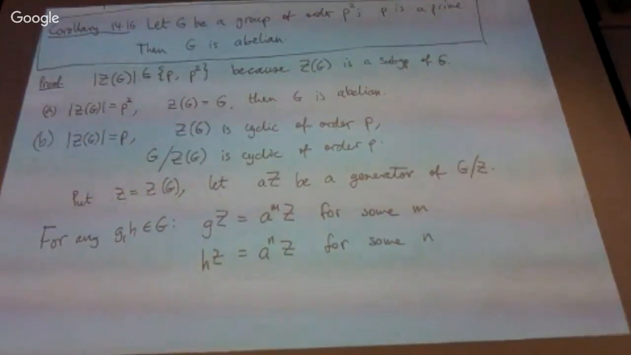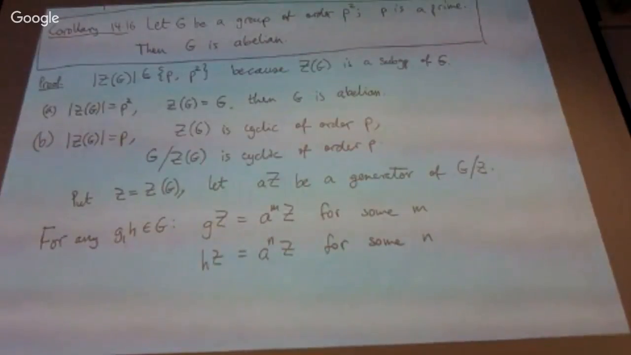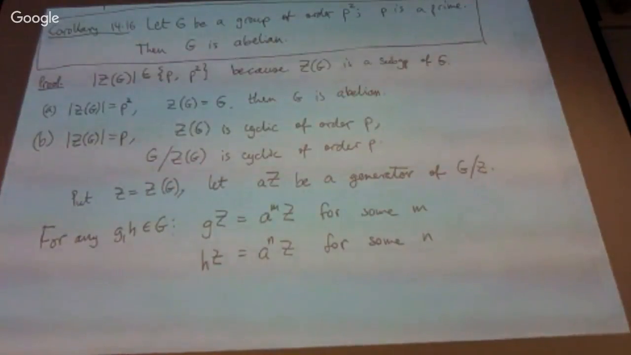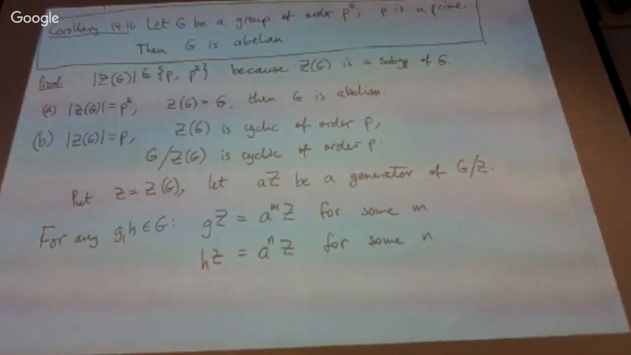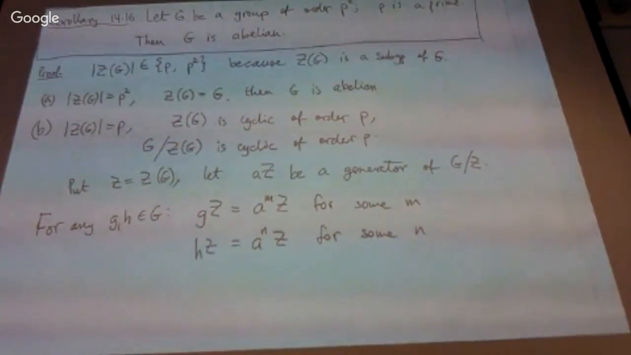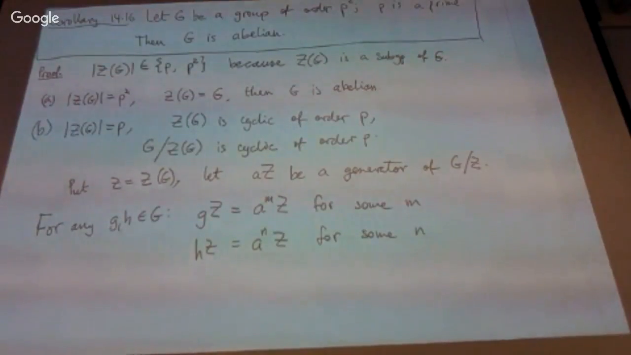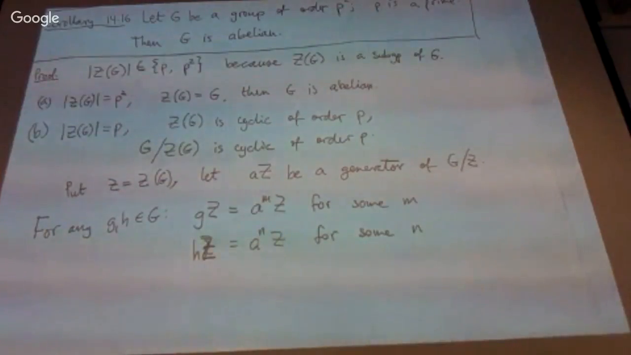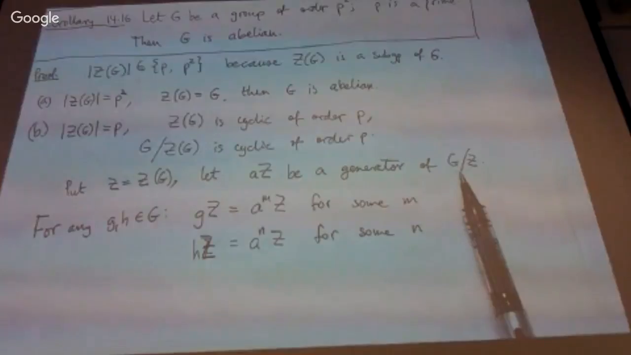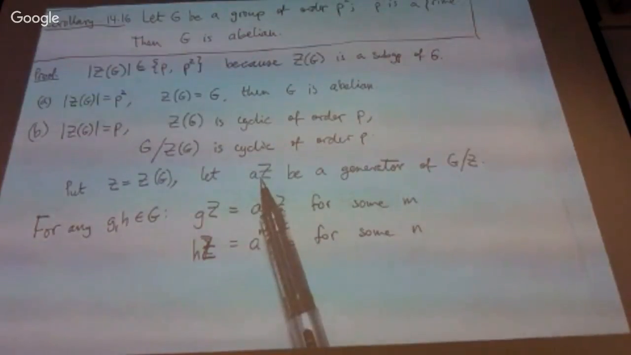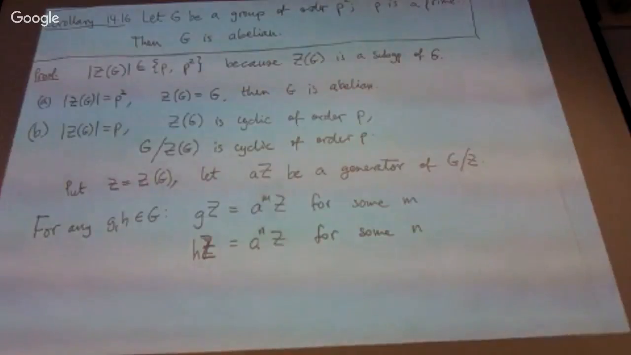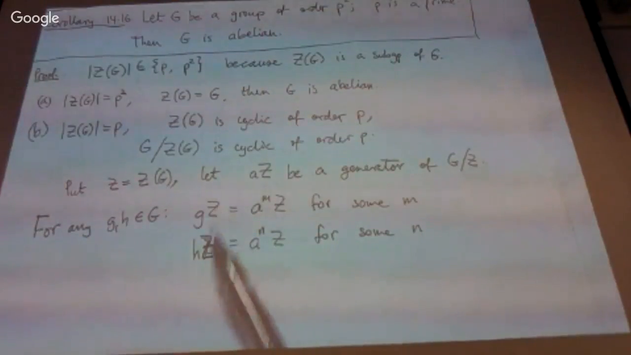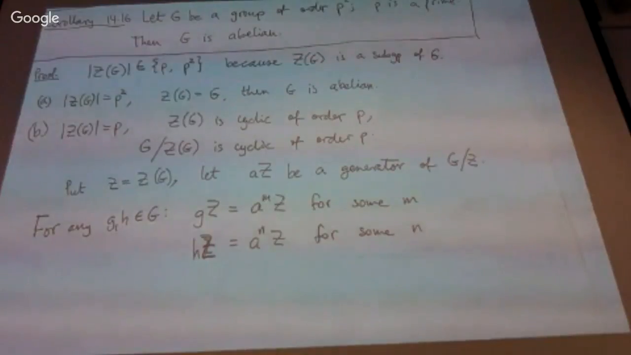Okay, so H is also a coset, so it's also just a power of the generator. It's H times Z. So that's a coset, okay? They're all cosets. The elements of that factor group are cosets. One of them is a generator, or at least one of them, because it's cyclic. So any coset is a power of the generator.